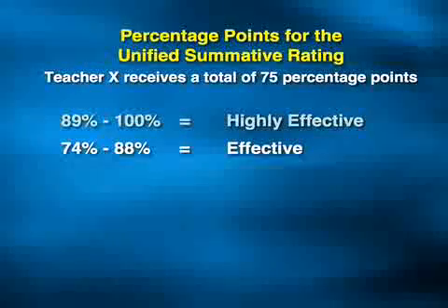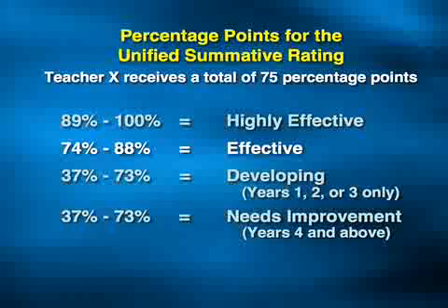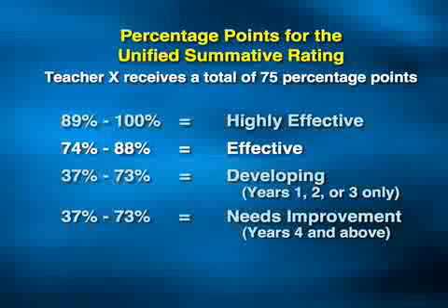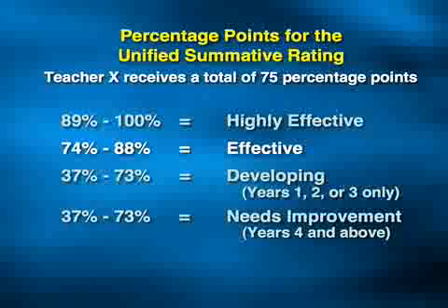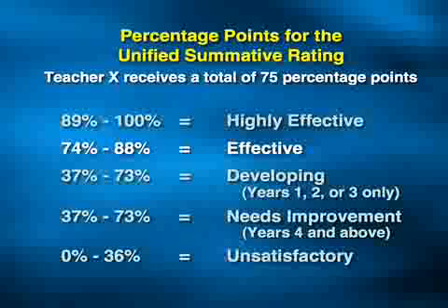Professionals in their first 3 years of teaching who attain a total of between 37 to 73 points will receive a rating of developing. For professionals in their 4th year of teaching or beyond, this same score range will generate a rating of needs improvement. Any score of 36% or below will generate a final summative performance rating of unsatisfactory.